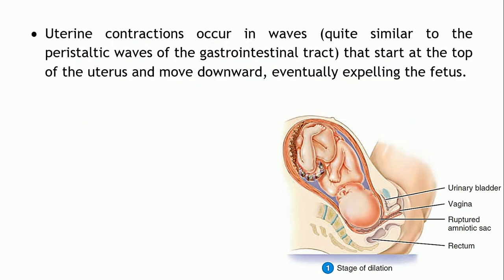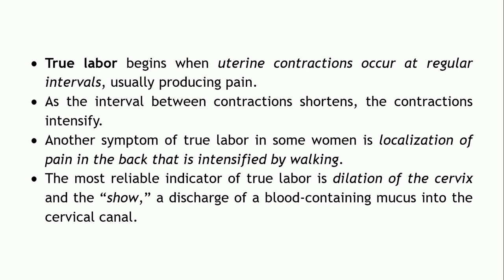Now these uterine contractions occur in the form of waves, as we have seen the peristaltic waves in the GIT. So these are quite similar to that. It starts at the top of the uterus and travels downwards. Due to this particular fashion of uterine contractions, it eventually expels the fetus out of the uterus through the vagina. Now this labor initiates certain indications which will tell you the labor or the childbirth has initiated.